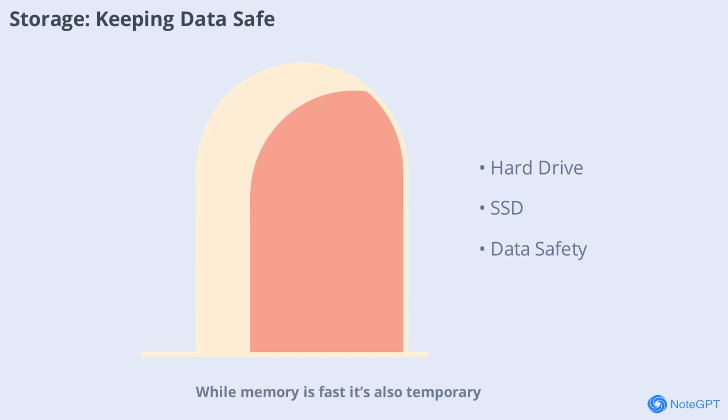While memory is fast, it's also temporary. Storage devices like hard drives and solid-state drives, SSDs, keep your data safe even when the computer is turned off. Storage architecture affects speed, reliability, and capacity, making it a key part of overall computer design.